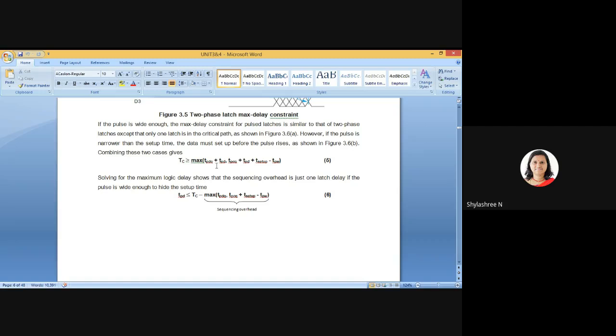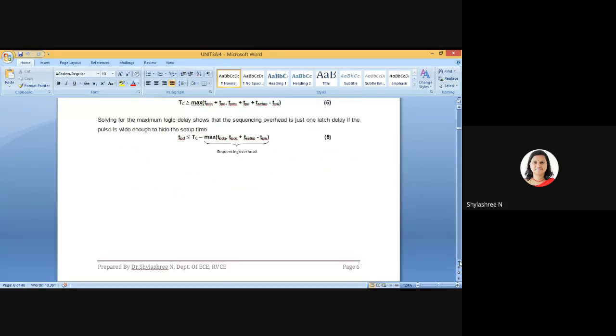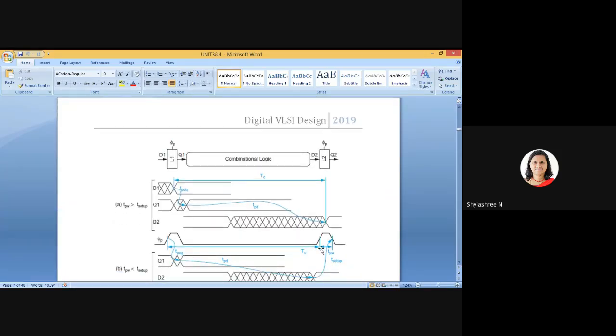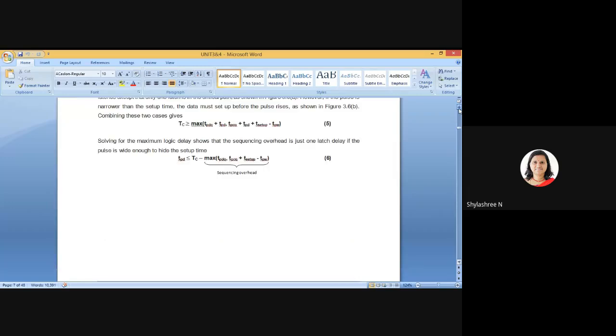If your pulse is narrow, then your TC should be greater than or equal to TPCQ plus TPD plus T setup minus TPW. Why minus TPW? Because if you see the circuit diagram here, you will be calculating the setup time over here, so you should subtract this value, TPW. So that's why it is minus TPW. This is with respect to the second case, where your pulse is narrow. If your pulse is wide enough, then it is TPDQ plus TPD.